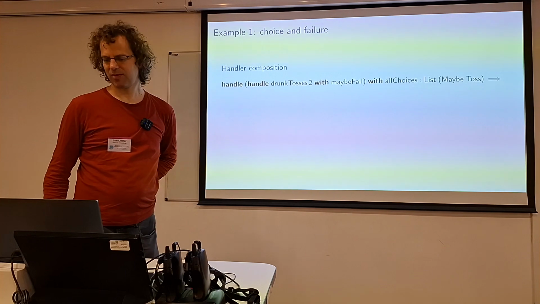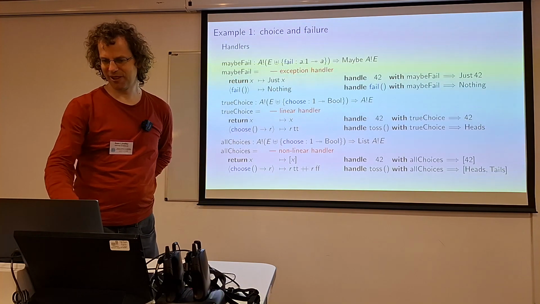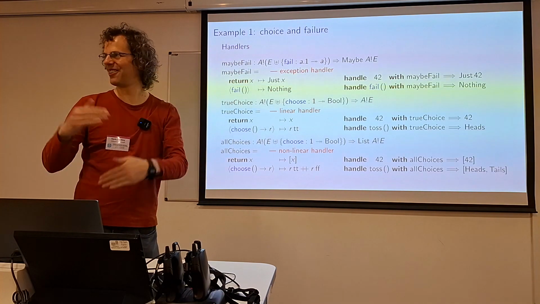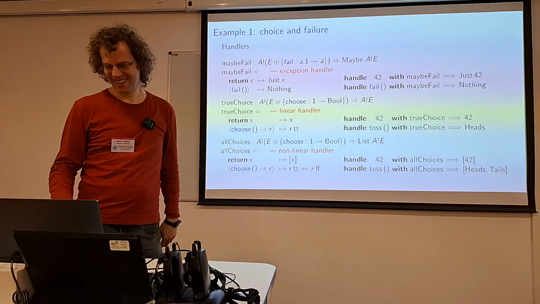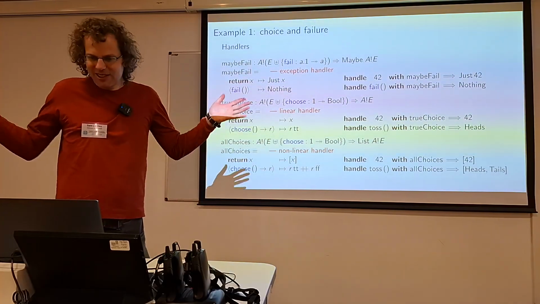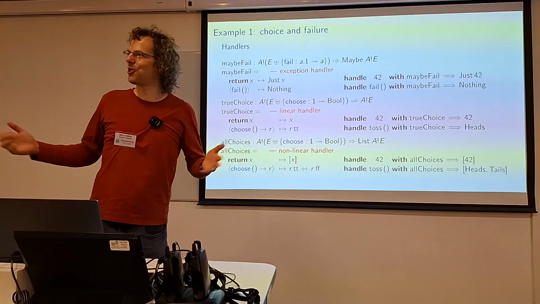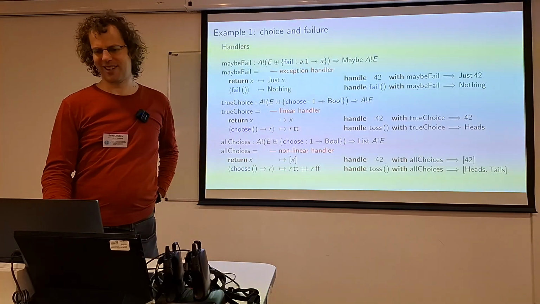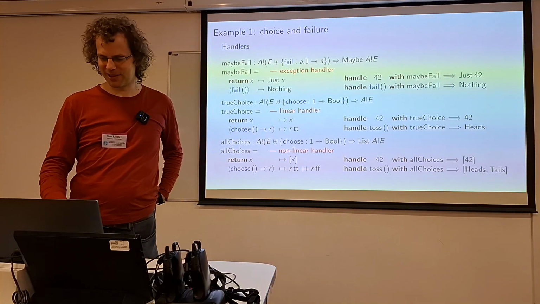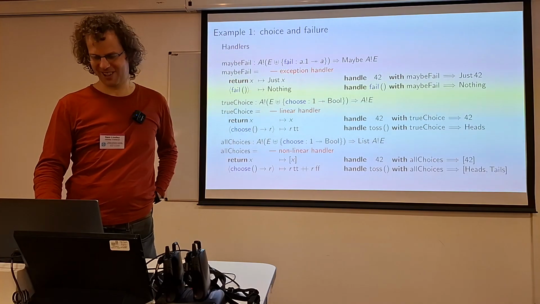So the inner list comes just from the type of drunk tosses, and then the outer list is the non-determinism. Yeah, and quite clearly, if you compose the things the other way around, you get a different type, which is only natural. That's the way types should work. I guess I couldn't show you that yesterday because I hadn't written the types in.